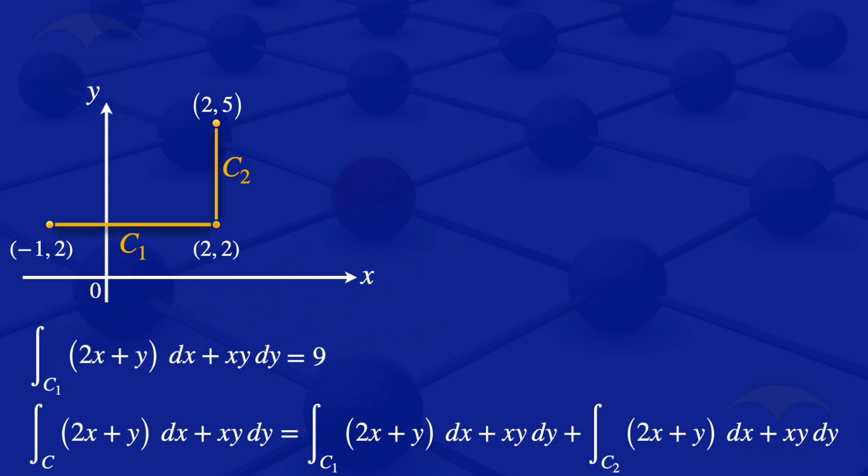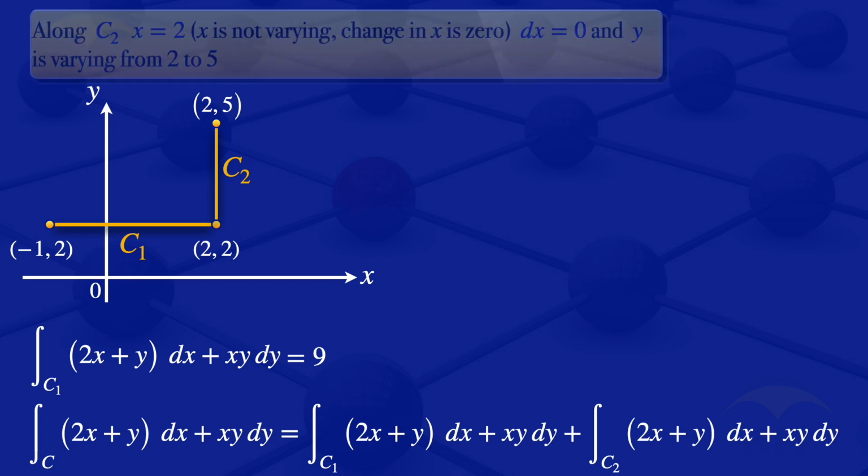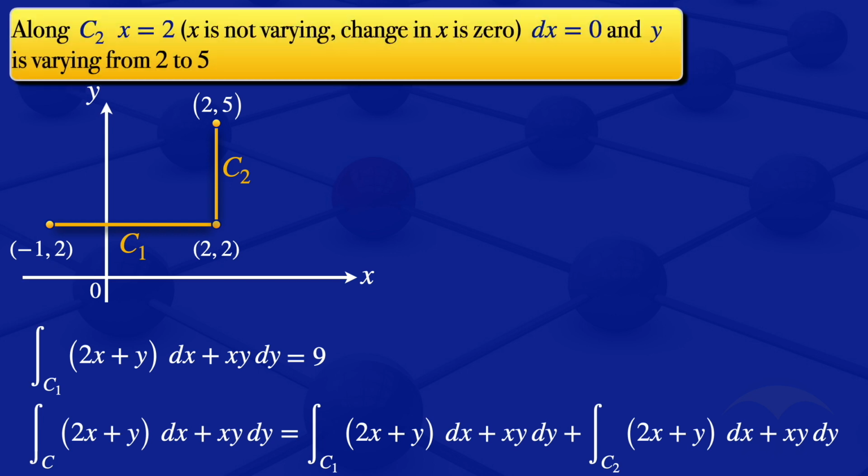We now go on and look at the curve C2. Along C2 we see that x is 2. It's just constant, it's not changing. So if x is not varying, the change in x is 0, so we would have dx equal to 0. And we see that y is varying from 2 to 5.